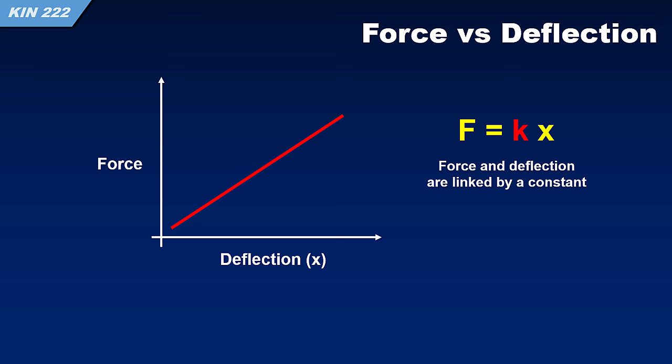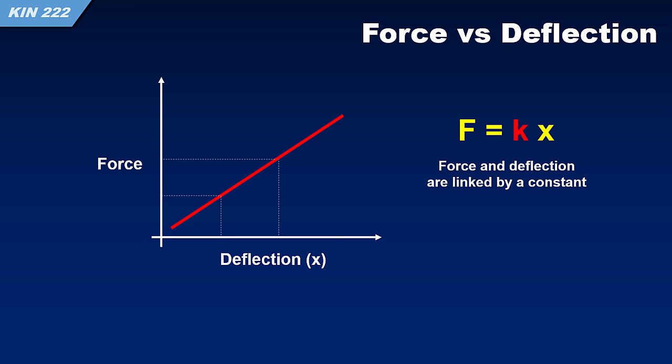So in the most basic sense, it would be a formula like this. The amount of force it takes to move the spring a certain amount is equal to the displacement times some constant, that k value. So on the graph, it would look like this. You apply a certain amount of force, you get a certain deflection, and if you double the force, you get double the deflection.